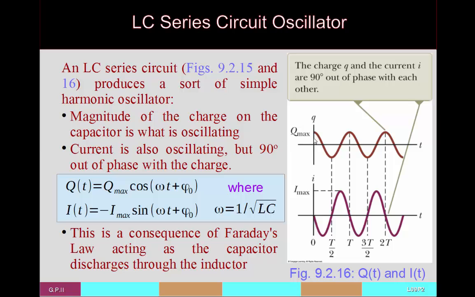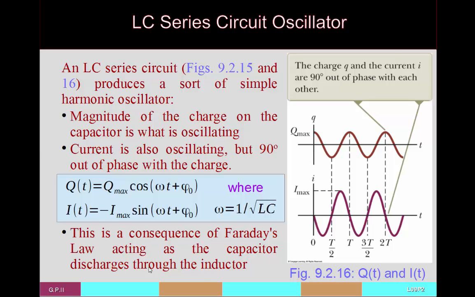If you think of the charge on each plate of the capacitor as being equivalent to, for example, the displacement of a mass on the end of a spring. This is the same exact equation that you would get for that, but we replaced the displacement x with the charge q. And similarly, that means that the current I of t is negative I max sine omega t plus some phase. Probably the phase is 0 for our purposes. This has the same equation form as the velocity of the mass on the end of a spring would have had. So this LC circuit actually behaves very much like a simple harmonic oscillator, but we've replaced displacement and velocity with charge on the capacitor and current flowing in the circuit.